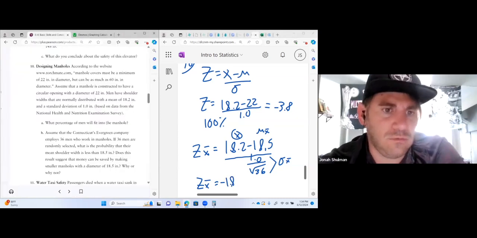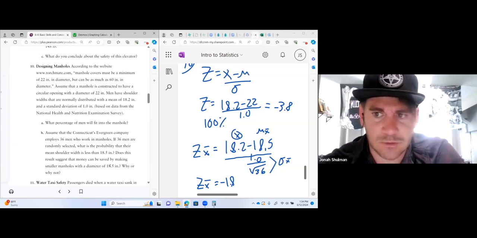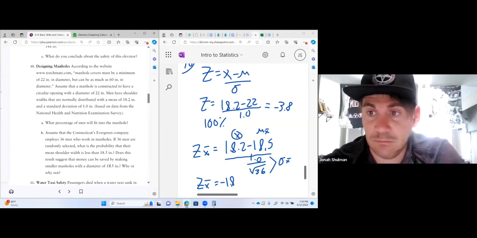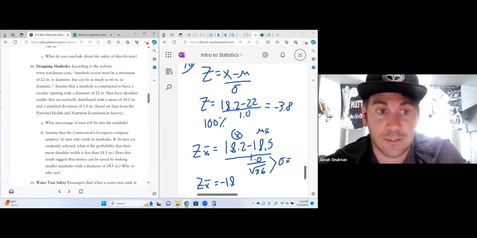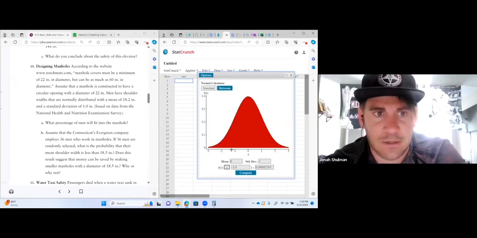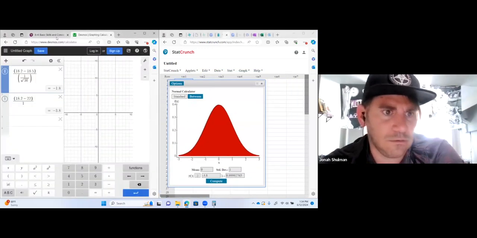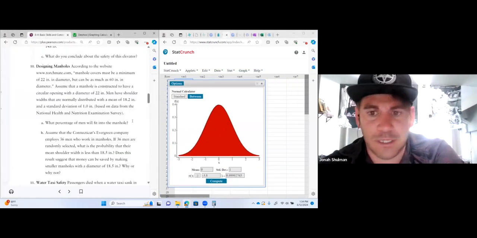We have to decide: should we make the manhole smaller with this diameter? Why or why not? We really have to make sure that just about everybody can fit in this thing. So let's look at B. Now our z-score, I believe it was 1.8. Sorry, negative 1.8.